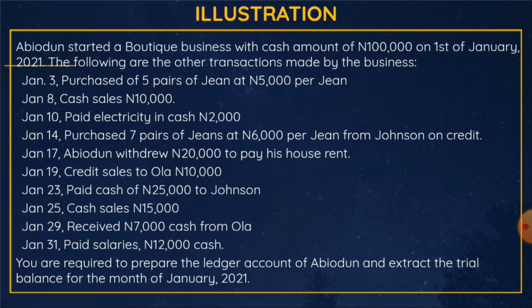On January 17th, Abiodun withdrew 20,000 naira to pay his house rent. On 19th, credit sales of 10,000 naira to Ola. January 23rd, paid cash of 25,000 naira to Johnson. January 25th, cash sales 15,000 naira. On 29th of January, received 7,000 naira cash from Ola. On 31st of January, paid salaries 12,000 naira. You are required to prepare the ledger account of Abiodun and extract the trial balance for the month of January 2021. So let's get started.